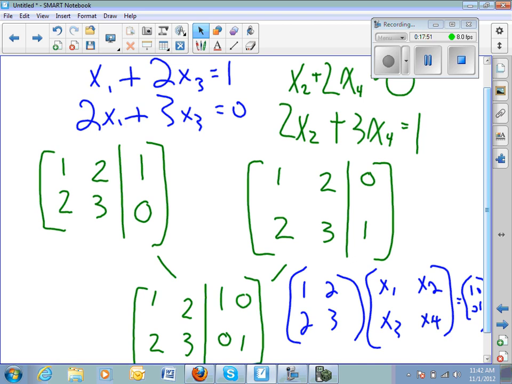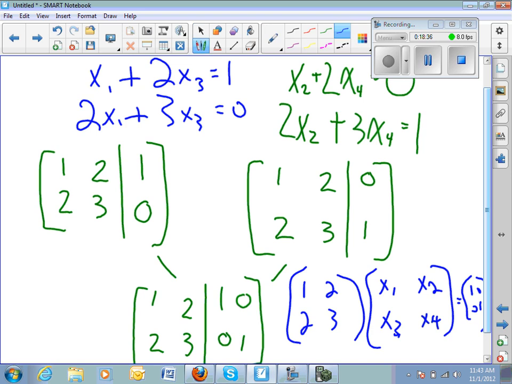Next one, if I want the first row, second column, I go first row here, second column here, so 1x sub 2 plus 2x sub 4 equals 0, and that's this. And then if I want second row, first column of the product, I've got this times this, so 2x sub 1 plus 3x sub 3 equals 0. That's an x sub 3, I can't read my own handwriting. That's this one. And then if I want second row, second column of the product, this 1 over here, I take second row, second column, so I got 2x sub 2 plus 3x sub 4 equals 1. So this is a condensed way of representing all 4 of these equations.